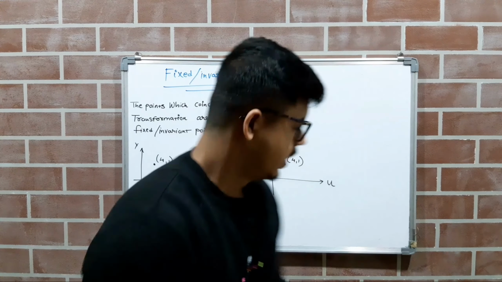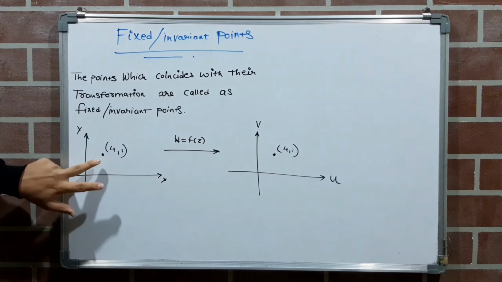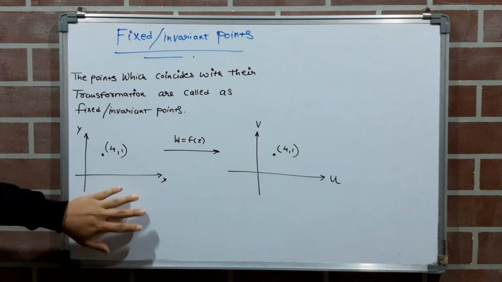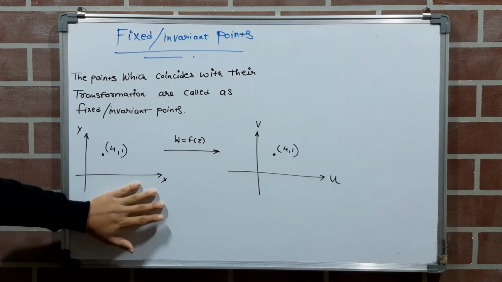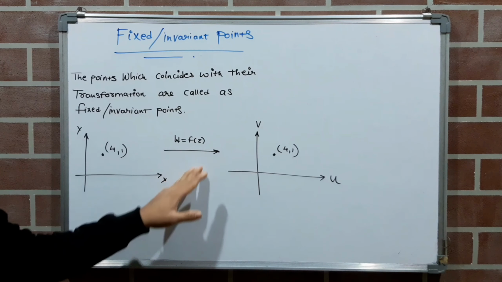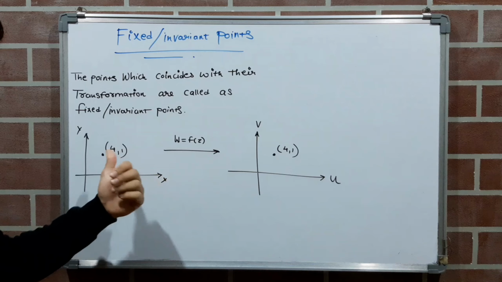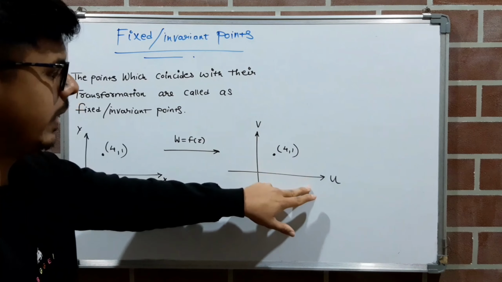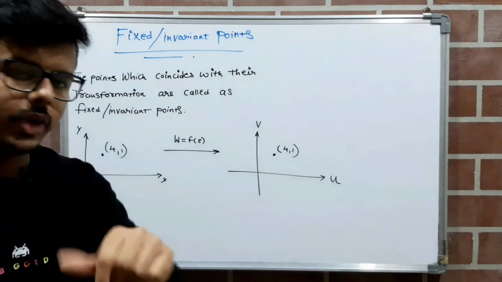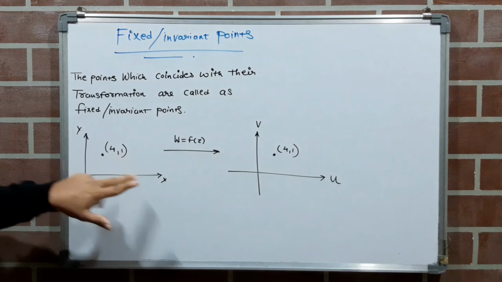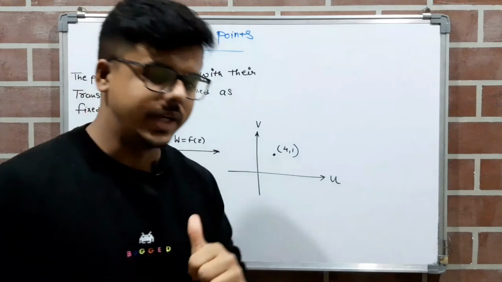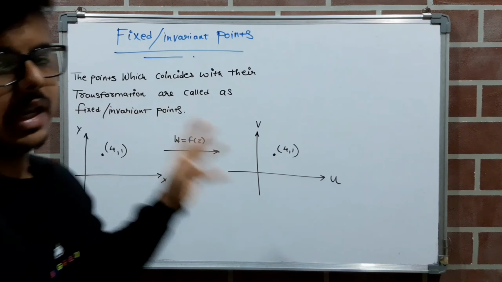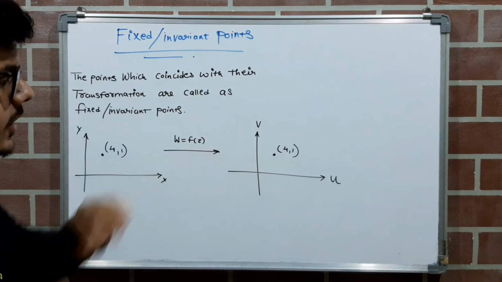Suppose that you are having a (4, 1) point in the z plane, that is the xy plane, and you perform a transformation or mapping operation on this point, and you get the same point (4, 1) in the w plane or UV plane. Then you can say that this point (4, 1) is a fixed or invariant point, right?